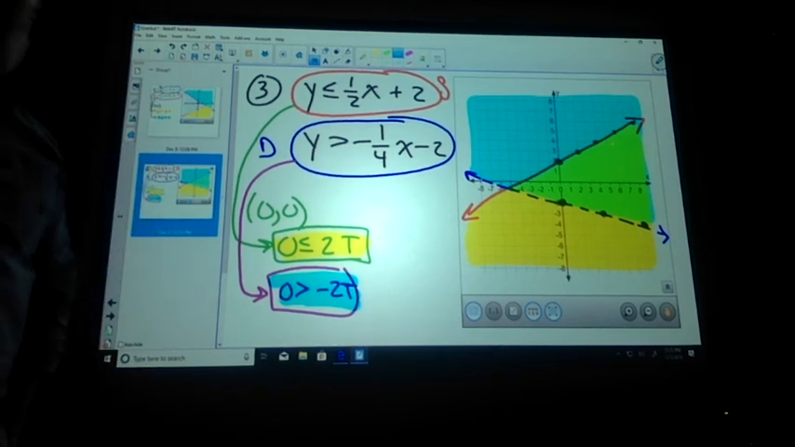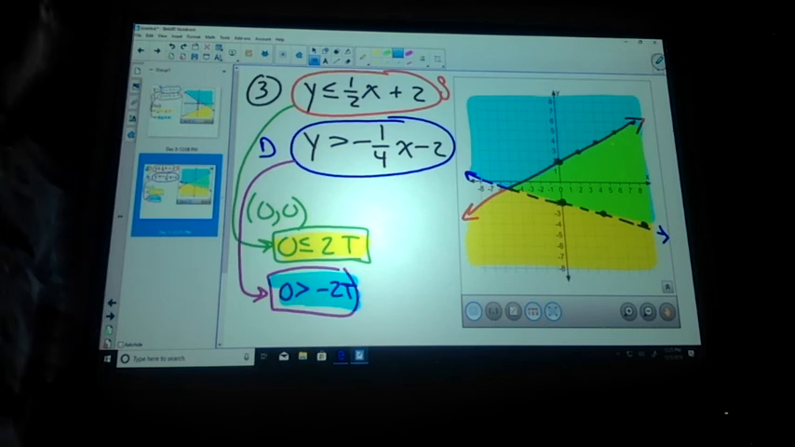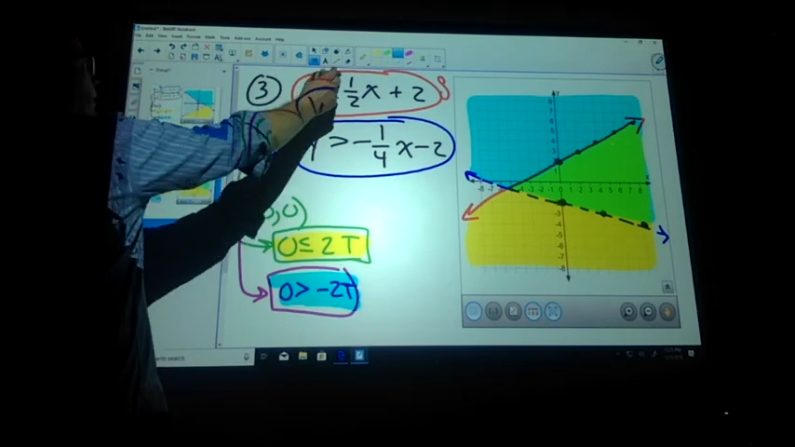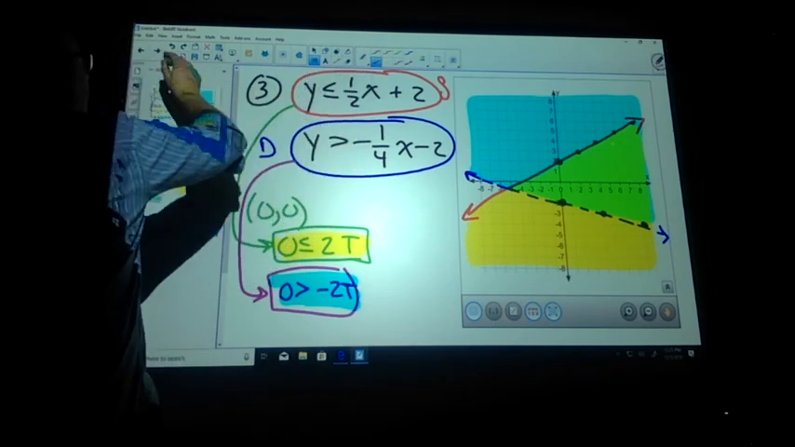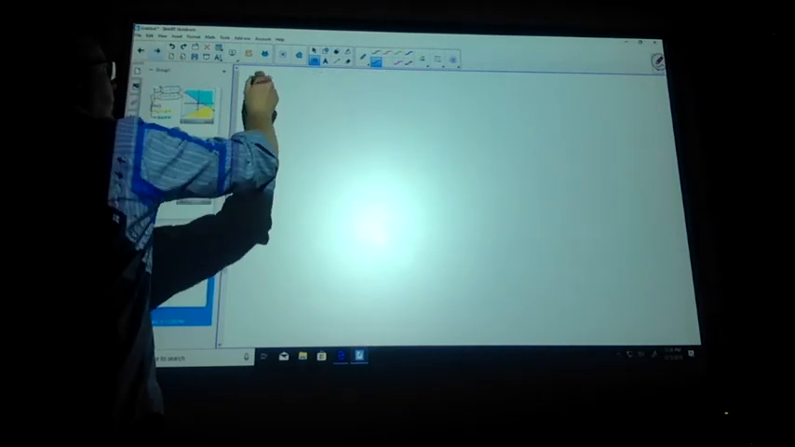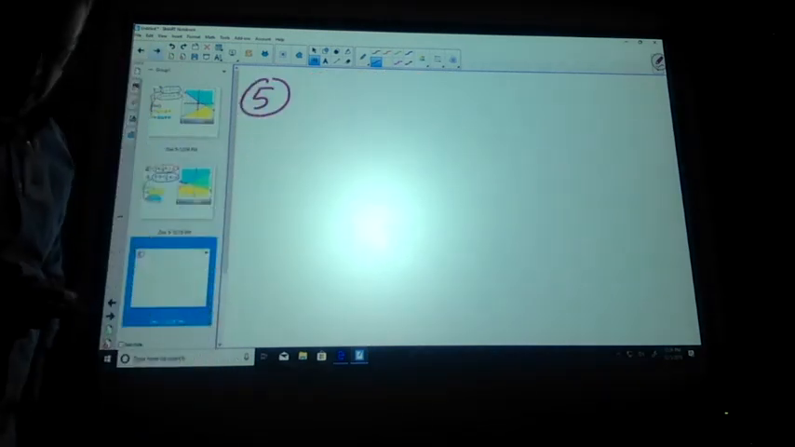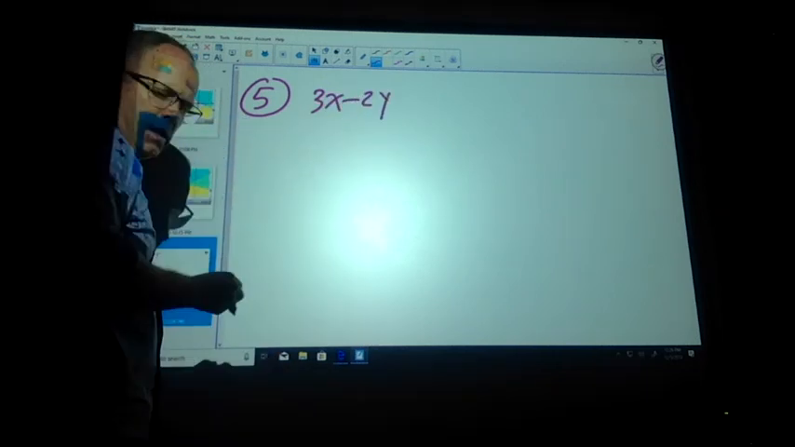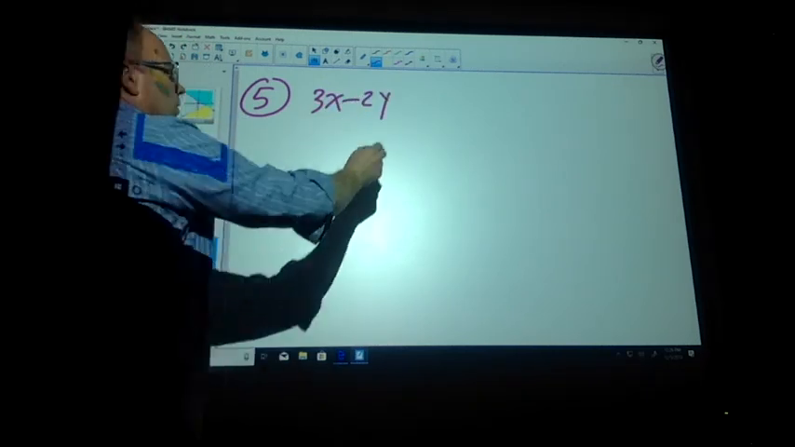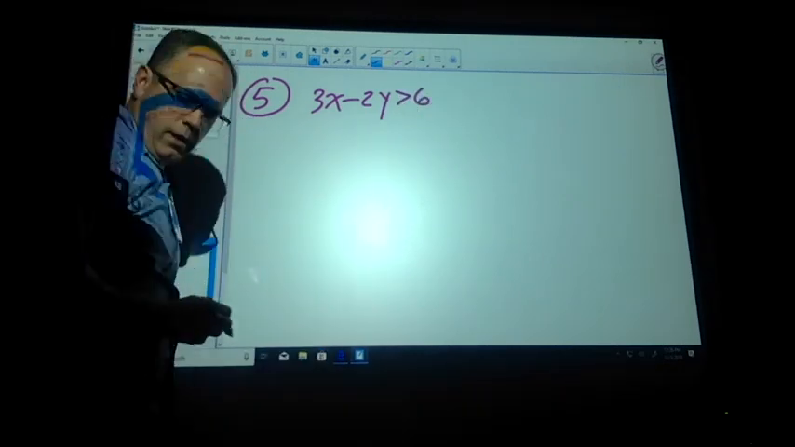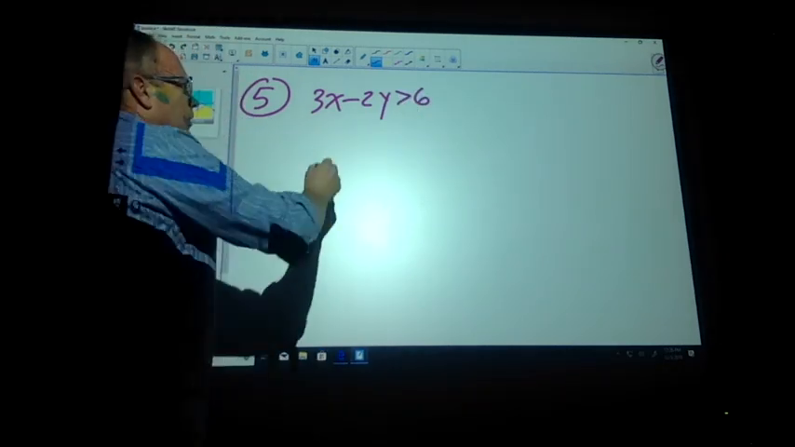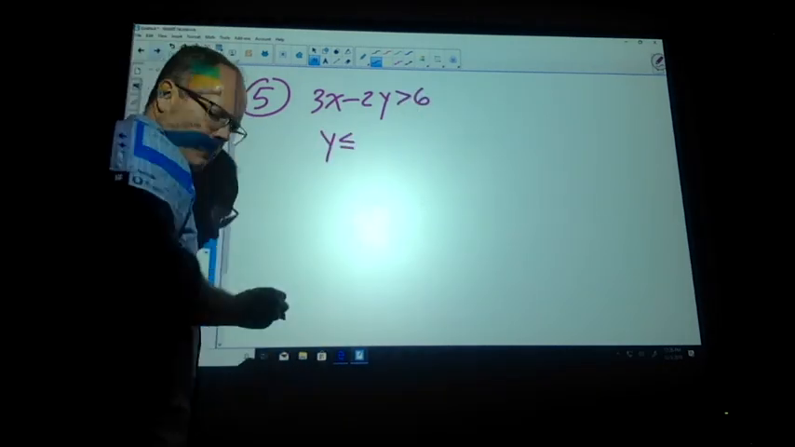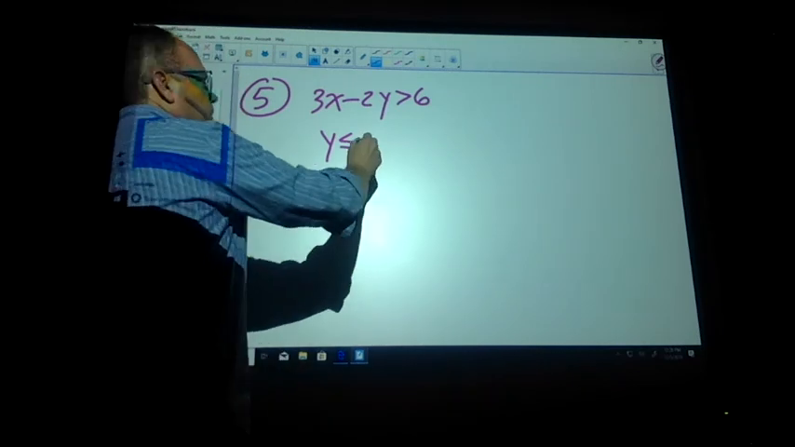All right, so number 4 is going to be done similar. Is it okay if I do number 5? Go for number 5? All right, so number 5, we have 3x minus 2y, and that is greater than 6. And then I also have y is less than or equal to x minus 1.